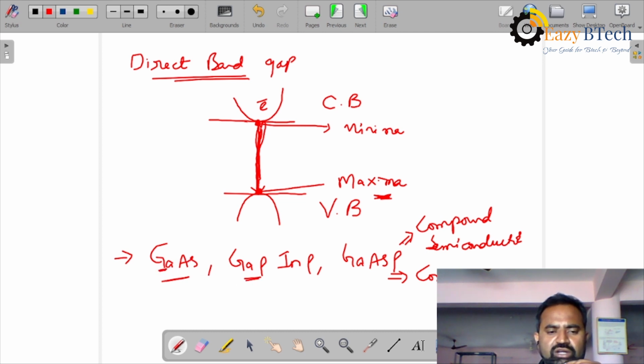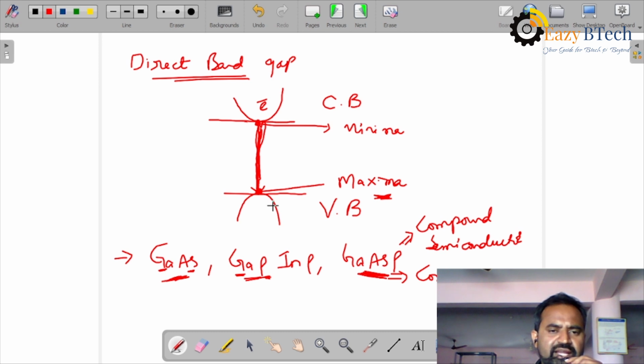Gallium belongs to the third group, arsenic belongs to the fifth group. Now third and fifth group combination takes place. Here gallium is third group, phosphorus is fifth group. Now such types, there are two types: a binary compound semiconductor, and a trinary compound semiconductor. Okay students, I hope you understood.